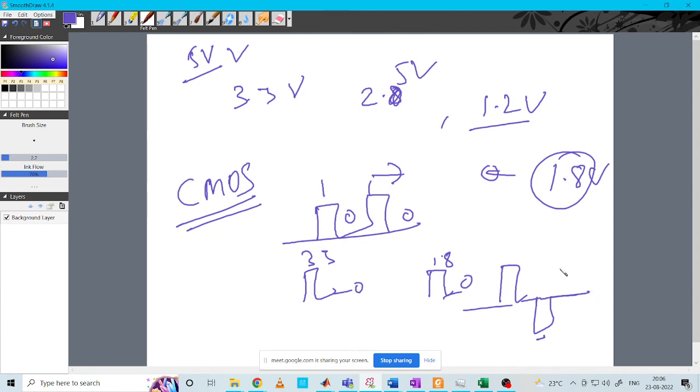The reason for that is, for example, let's say it can be 1.8 and it is minus 1.8. Okay, so it is possible. It is possible. So it becomes, for example, a differential signaling. So 1.8 and minus 1.8. That is possible.